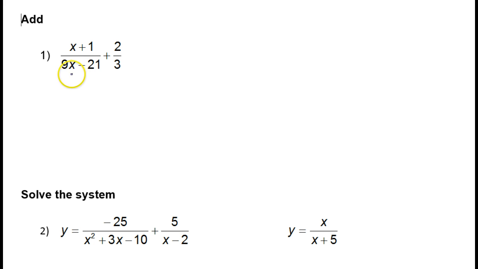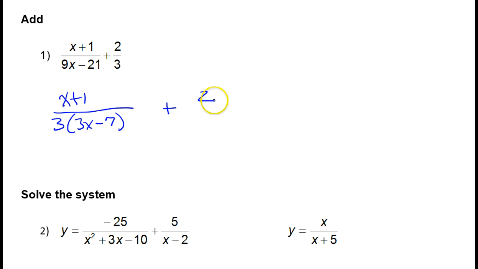The first thing you should do is see if there's a common factor that you can pull out. And in this case, there's a common factor of 3. So if I were to rewrite this, I would have x plus 1 over, so the GCF is 3. So that's going to leave 3x minus 7. All right, and I'm going to space this out a little bit, so I've got 2/3.